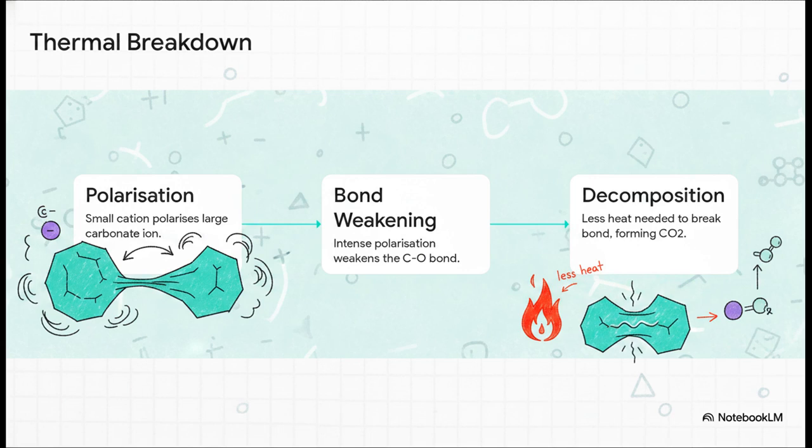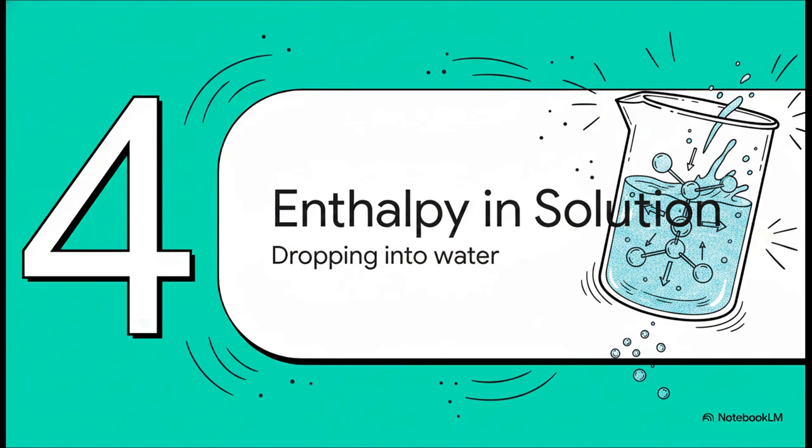Step 1, a small group 2 cation, like magnesium, highly polarizes the large carbonate ion. Step 2, this intense internal pulling physically weakens the carbon-oxygen bond right inside the carbonate. Step 3, because the cation has already done half the work weakening that bond, it takes way less thermal energy to snap it, forming CO2 gas and a metal oxide. It breaks down at just 540 degrees because the internal tug-of-war was already tearing it apart before the heat even arrived.